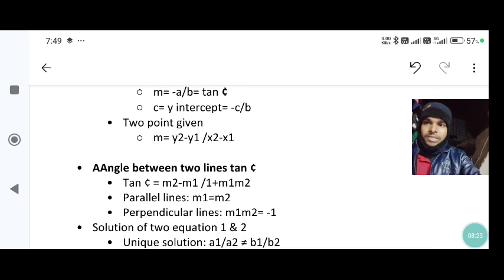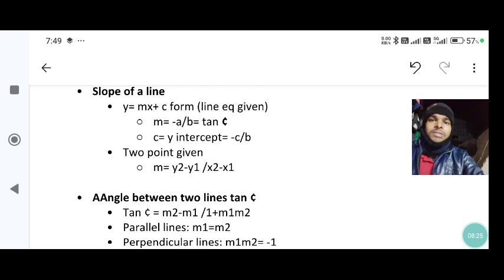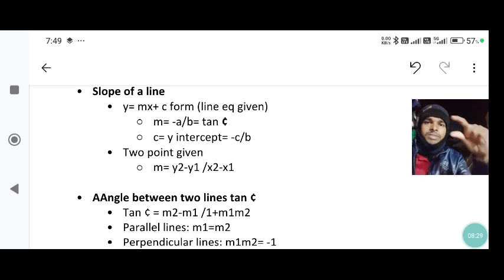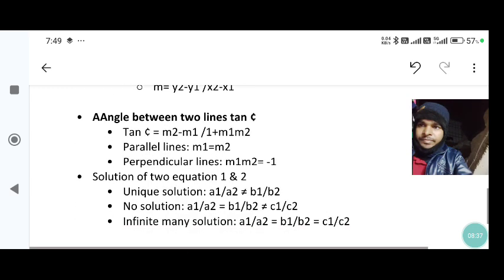If 2 points are given, then how will we calculate the slope? If 2 points are given, then we will simply calculate by the p by b method. P is the ordinate by abscissa. Ordinate is y2 minus y1 by x2 minus x1.